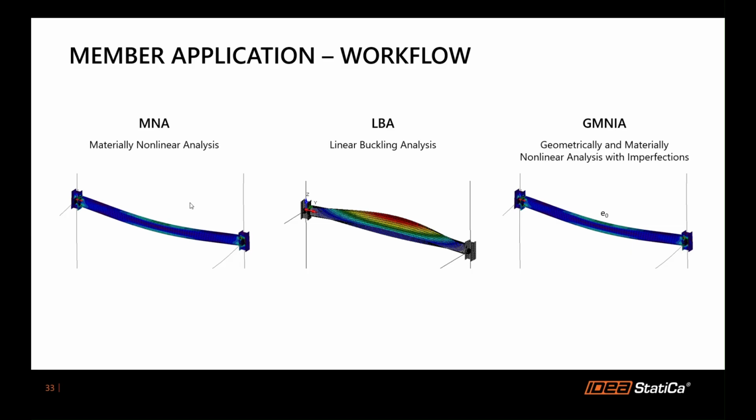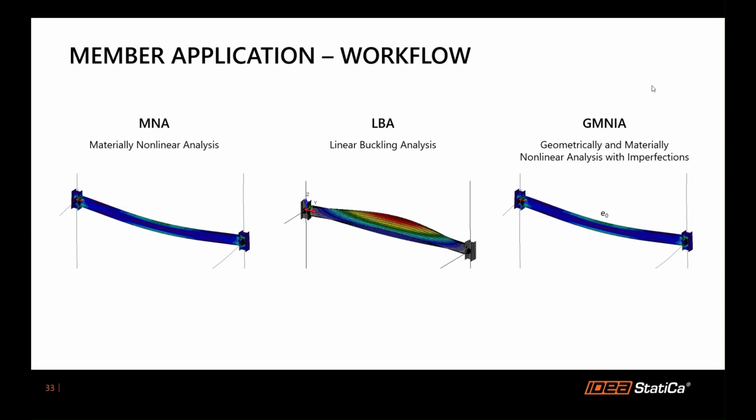material nonlinear analysis. You're looking at the strains and the stresses. If everything is satisfied, we go on to the linear buckling analysis, where you define or calculate the buckling shape with the corresponding buckling factors.